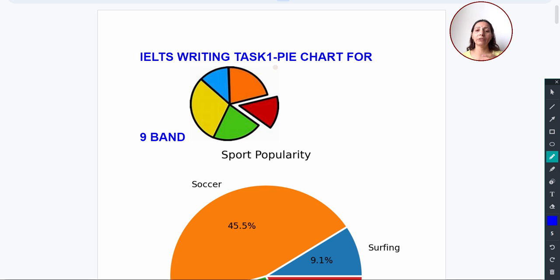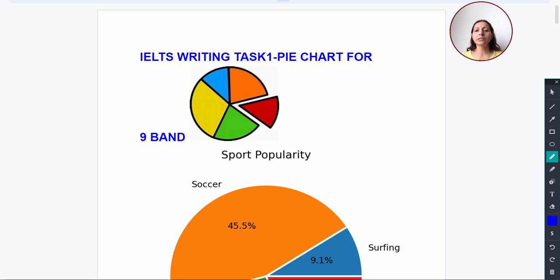Task 1, as you know, has different types: pie chart, bar graph, line graph, process diagram, map diagram, and table chart is also there. A pie chart has different pieces. When we have to explain these pieces, we need to tell what each is. This is a slice, like a pizza slice. This is known as a segment, and you can also say proportion. Every time you need to write different vocabulary.